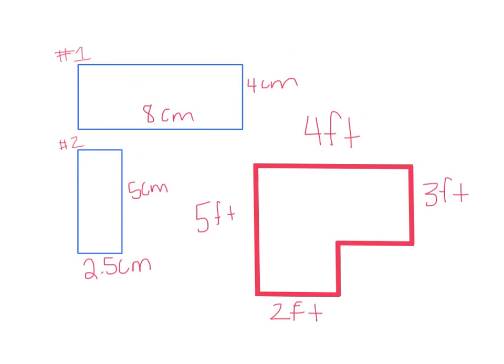Okay, so number 1 is a regular rectangle of 8 centimeters by 4 centimeters. Number 2 is 2.5 centimeters by 5 centimeters. And I forgot to label this one, but this is number 3, this irregular shaped object. So you'll have to find the area of this one. So you might want to jot these down on a piece of paper.